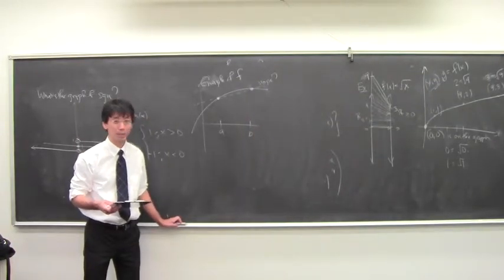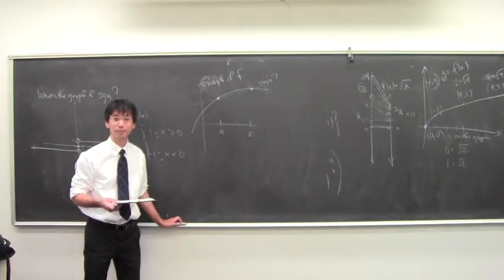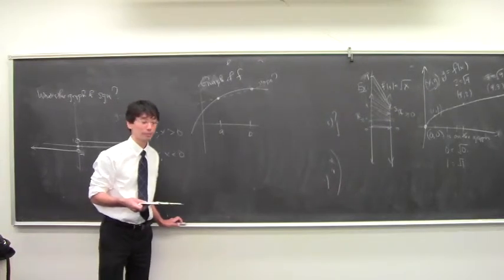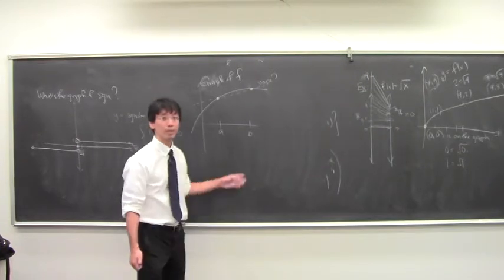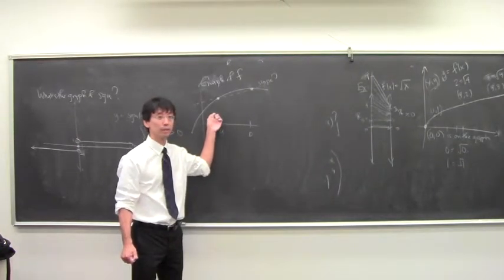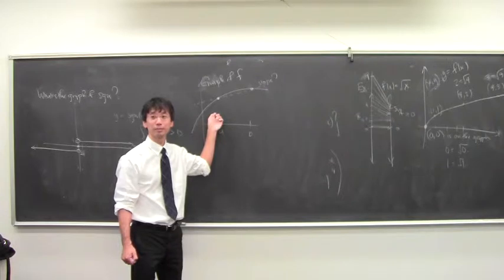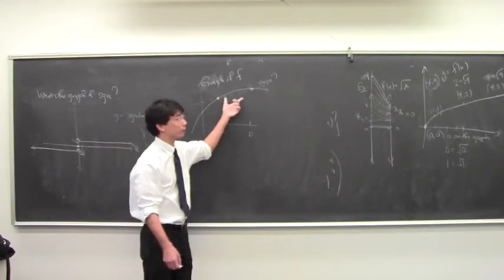Okay, turn to somebody nearby and say, the slope is this. Okay, who would like to, let me call on somebody actually. Jennifer, how about you? F of B minus F of A over B minus A.